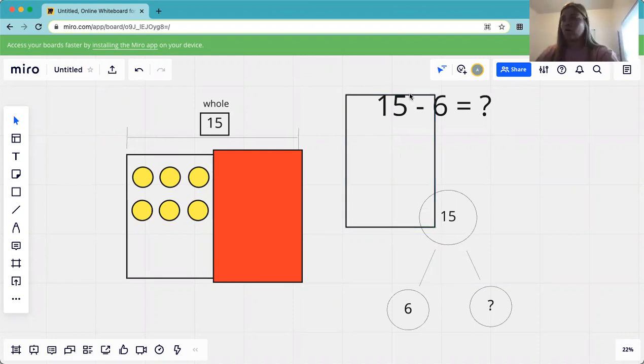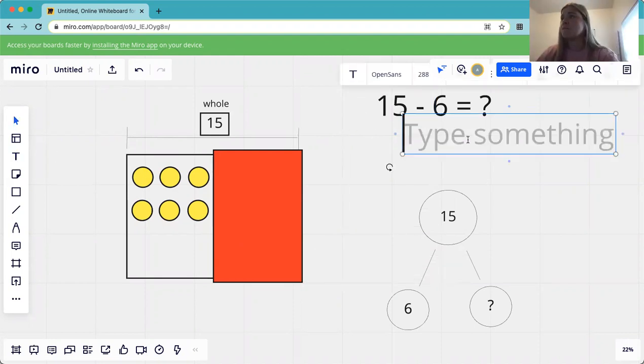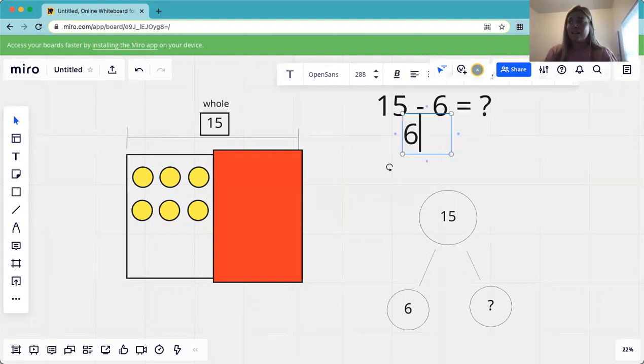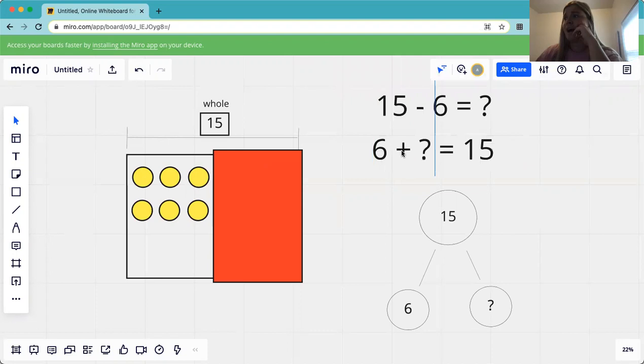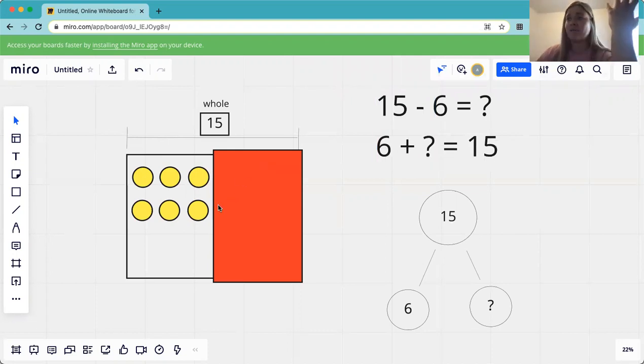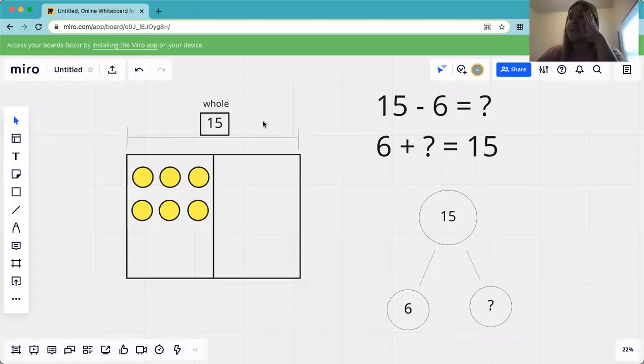So I know that one of my parts is 6. I'm adding a number I don't know yet, and I know that I'm going to get to 15. So what I'm going to do is keep going until I get to 15. I'm going to start at 6 and add till I get to 15.